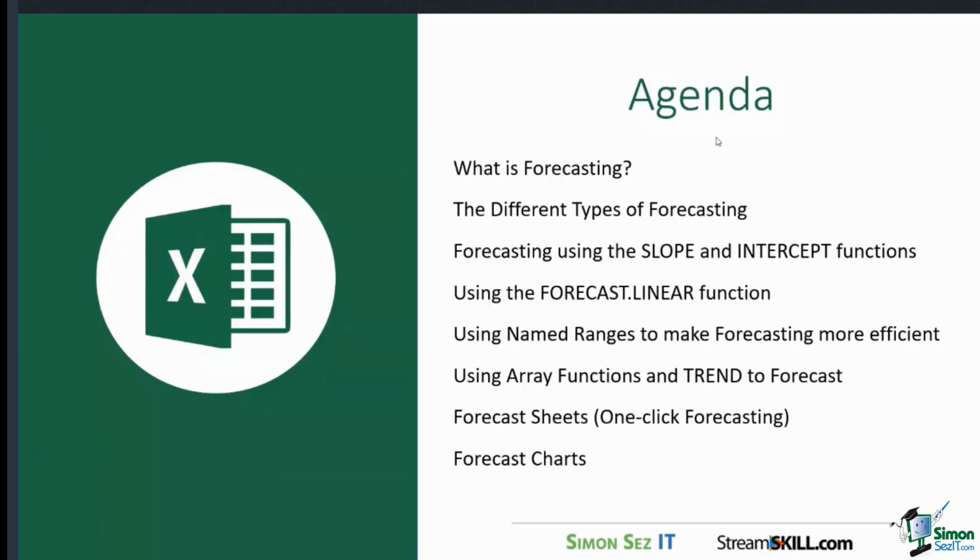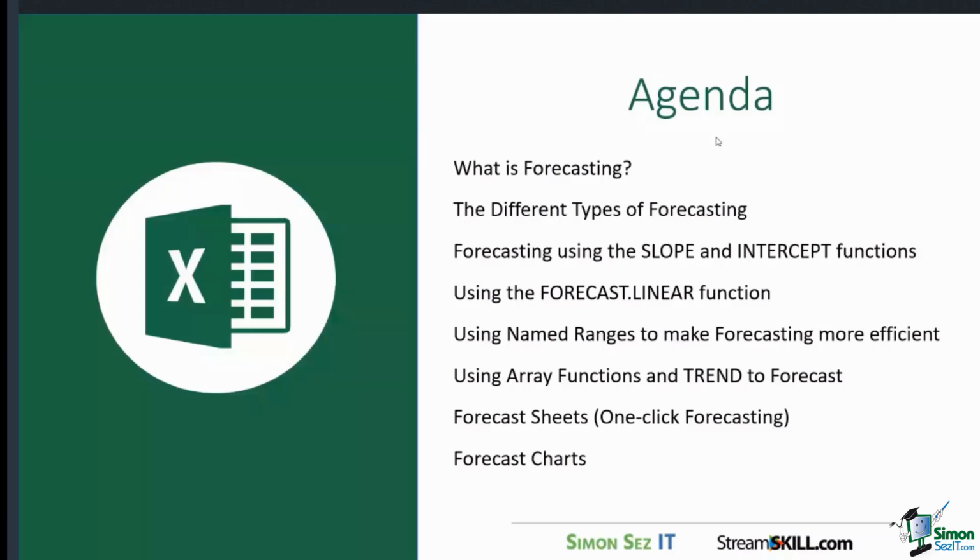We're then going to move on to the easier way of forecasting, which is using Excel's inbuilt forecast functions, and the main one being FORECAST.LINEAR. I'm going to show you how you can incorporate using named ranges to make your forecasting just a little bit more efficient. I'm going to show you another way to forecast using another Excel function, the TREND function, and we're going to throw in with that some array functions. Again, if you're not sure what I mean by that, I'm going to explain all of this when we get to it.